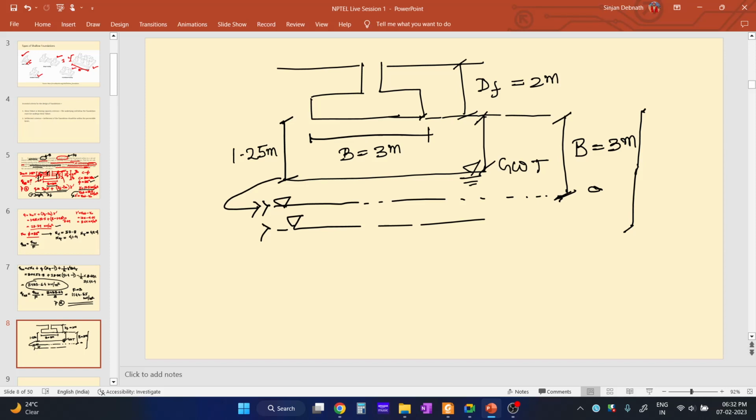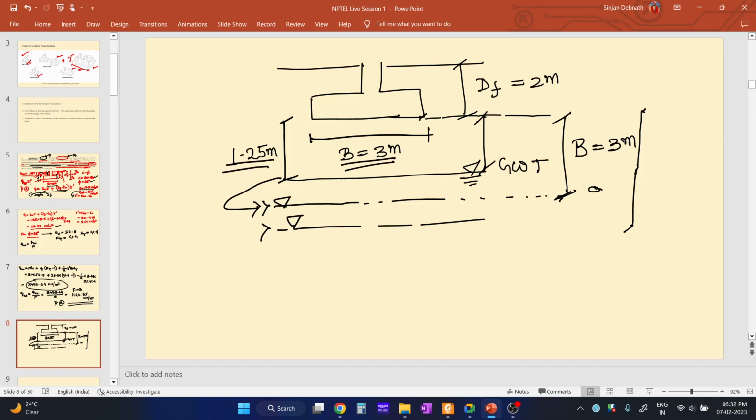There will be no effect. That means the groundwater table is at a great depth and it will cause no effect on the bearing capacity. So in those cases, we do not need to consider the effect of the groundwater table. But in this particular case, we can see the depth of the groundwater table is at 1.25. What is the breadth of the foundation?